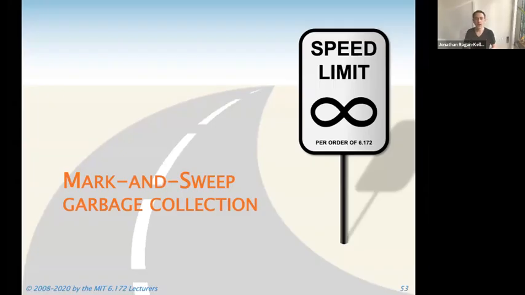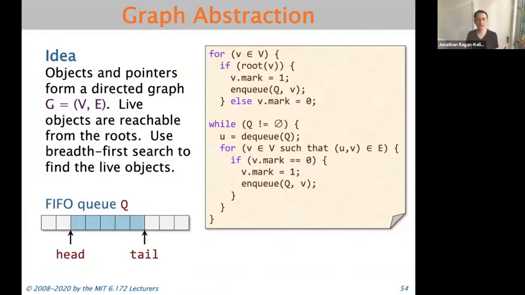All right, so a more general strategy is mark and sweep garbage collection. Here, we're not going to keep track of the reference count anymore. Instead, we're going to mark everything that's reachable from the roots and then get rid of everything that we didn't mark, that we therefore assume is not reachable. The big idea of mark and sweep is that we're going to treat all the objects as a directed graph connected by their pointers. And then we're going to say the live objects are those that are reachable from the roots.